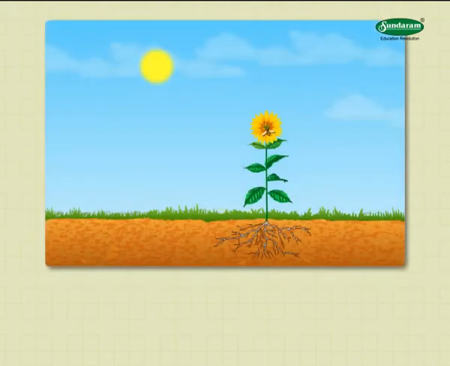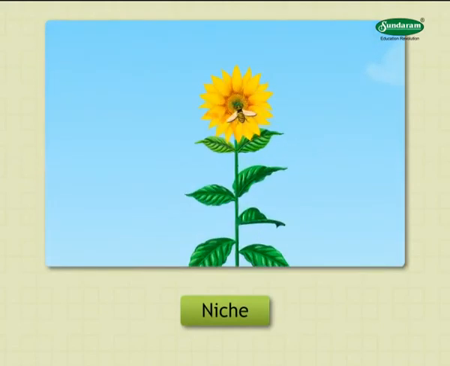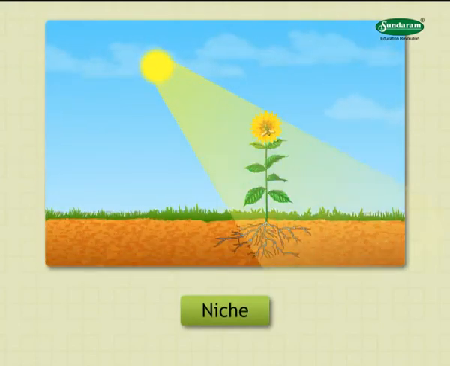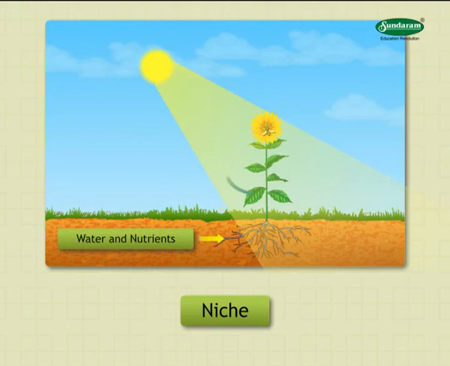For example, the ecological niche of a sunflower growing in the backyard includes absorbing light, water, and nutrients for photosynthesis, providing shelter and food for other organisms, for example, bees, ants, etc., and giving off oxygen into the atmosphere.